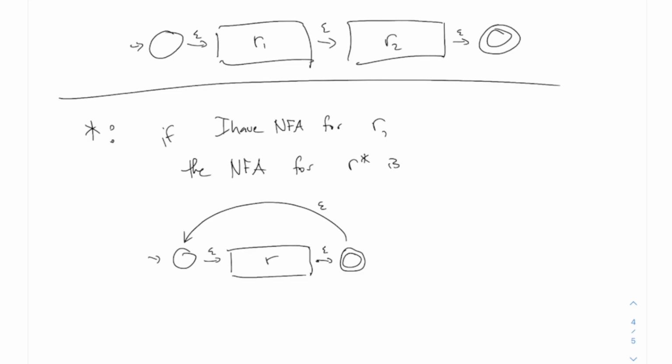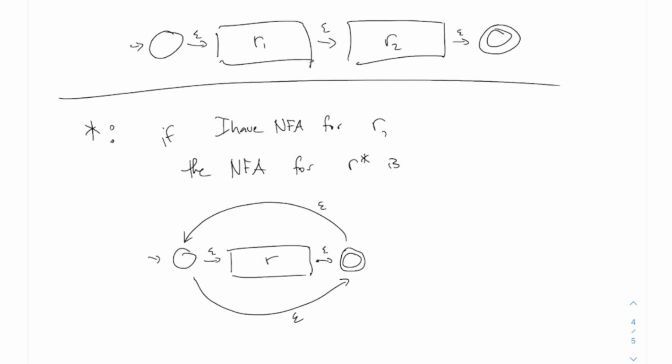Anybody see how we can do that? Yeah. Just the arrow goes straight to the accepting state. Yeah. Like that. All right? So this allows you to skip the R entirely if you want to. So the purpose of that last arrow that I drew at the bottom there is just so that if you want to, you don't have to do the R at all.